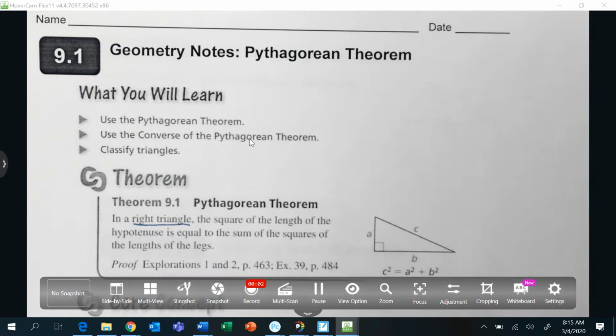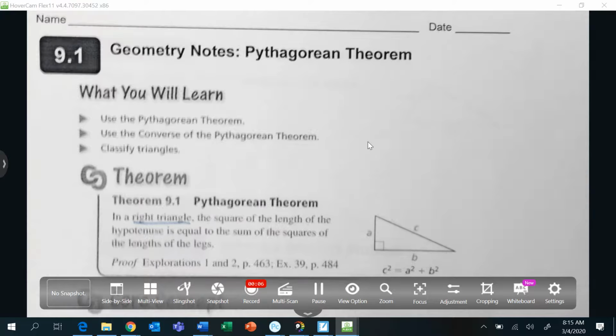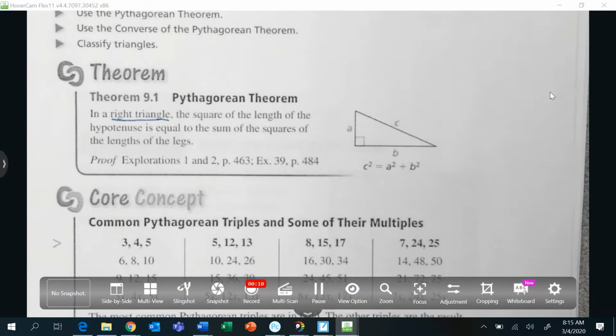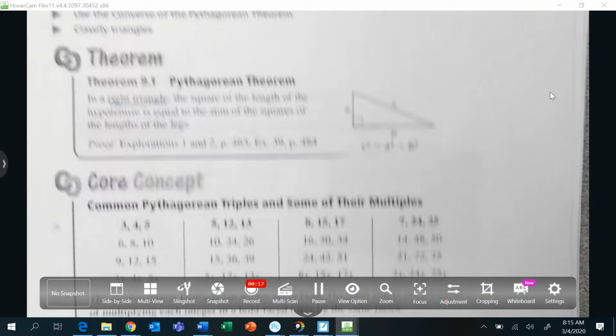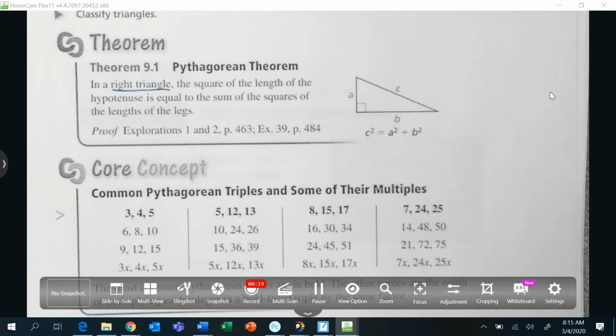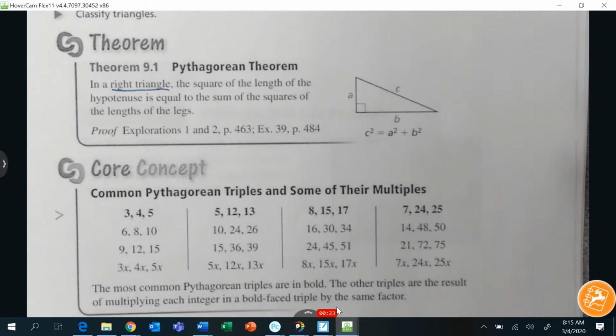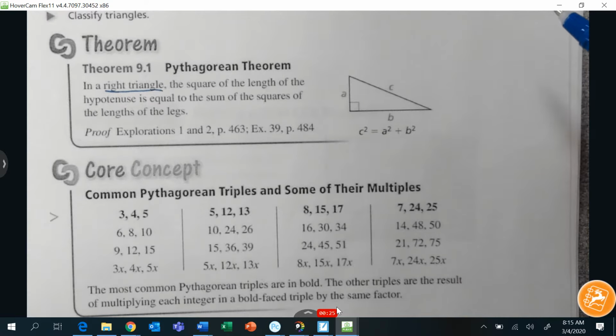Excellent. Okay, so when we do the Pythagorean theorem, you're only going to use right triangles. Well, kind of. It only works on right triangles. The Pythagorean theorem only works on right triangles. How do we know it's a right triangle? I know, it's a hard one. How do we know it's a right triangle, John?